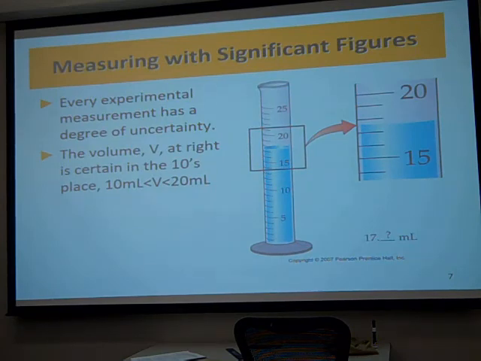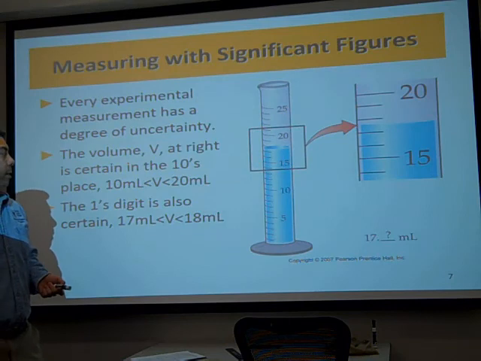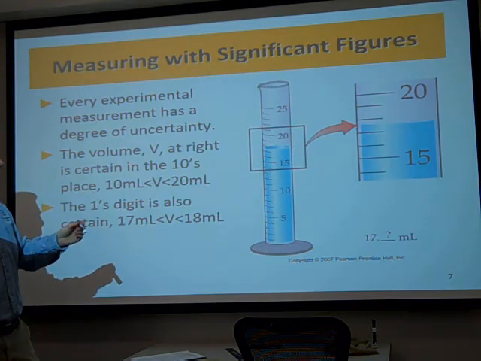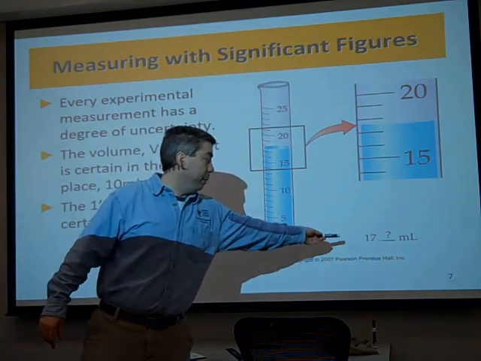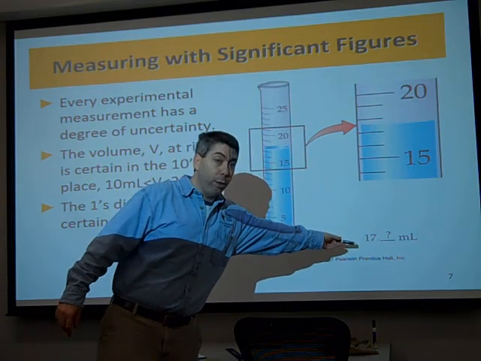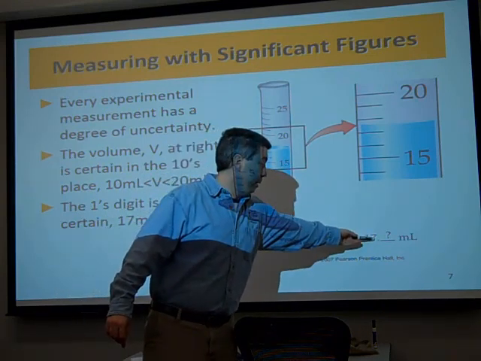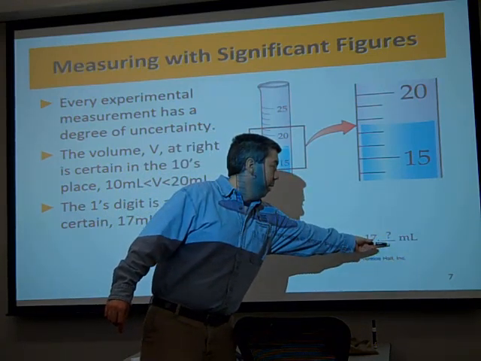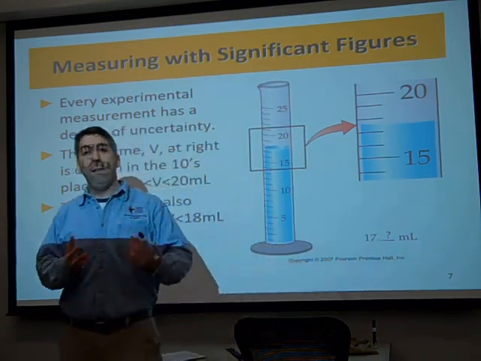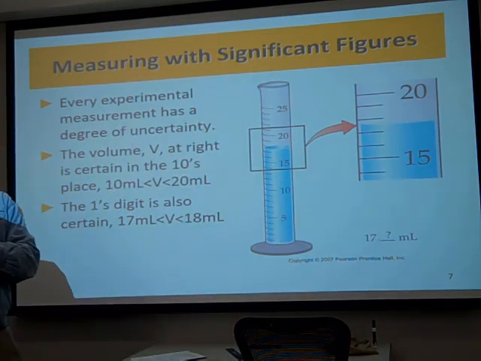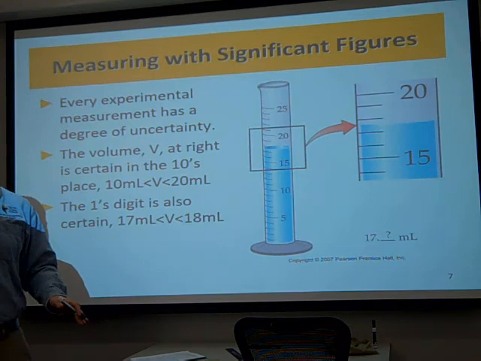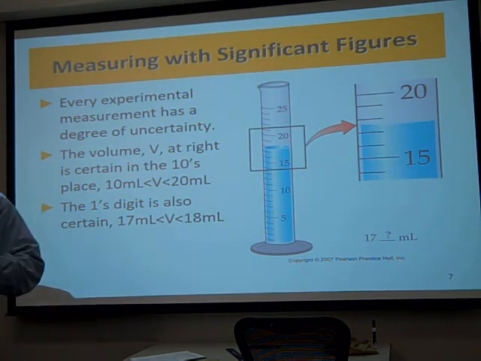So I know that it's between 10 and 20, and then I know it's in between 16 and 17. So the tens place is certain. The 7 is certain. The one that's uncertain is the tenths place, and I have to estimate that. But that's the last digit that I can estimate. I can't go any farther. Yes?